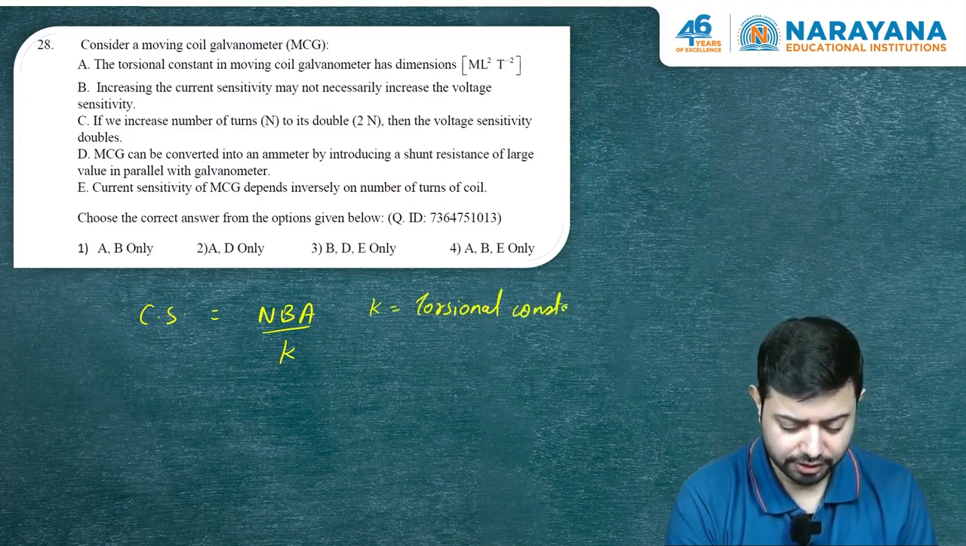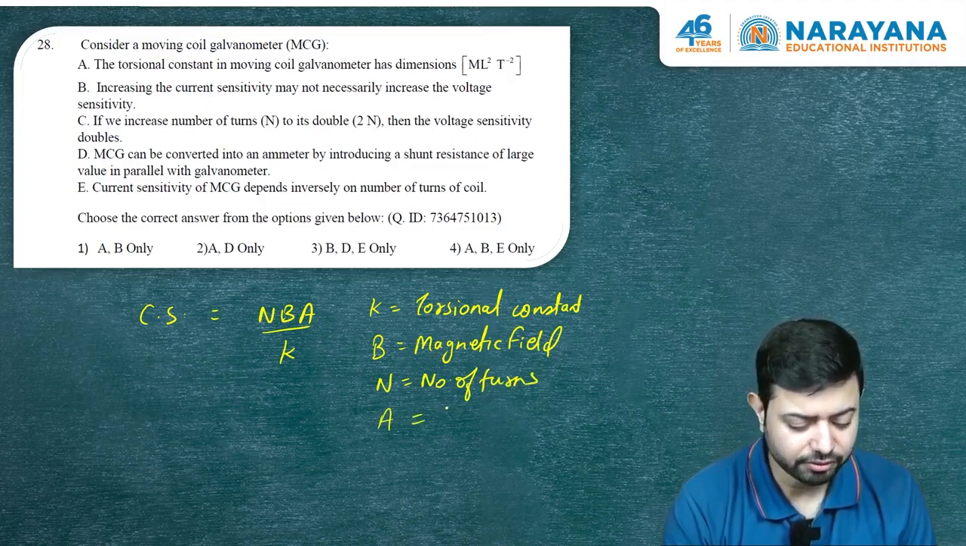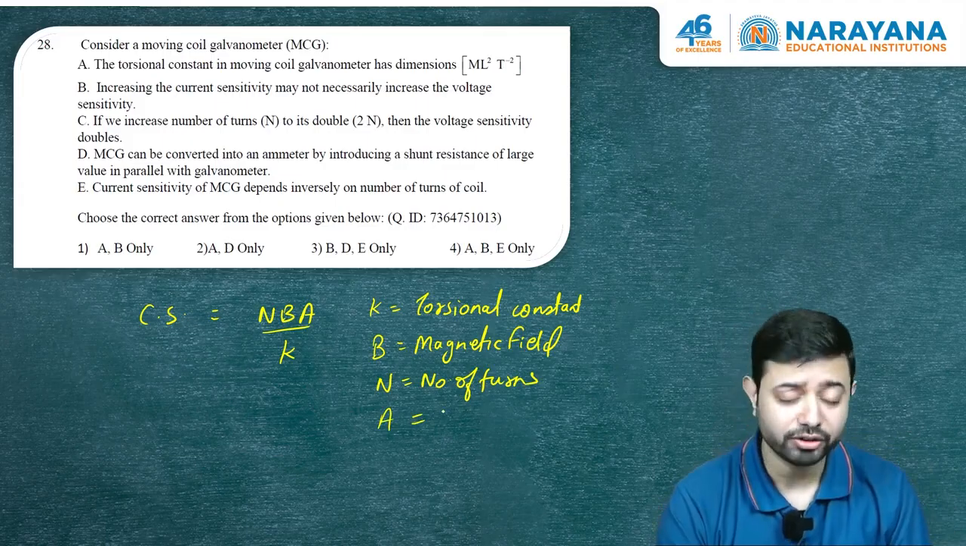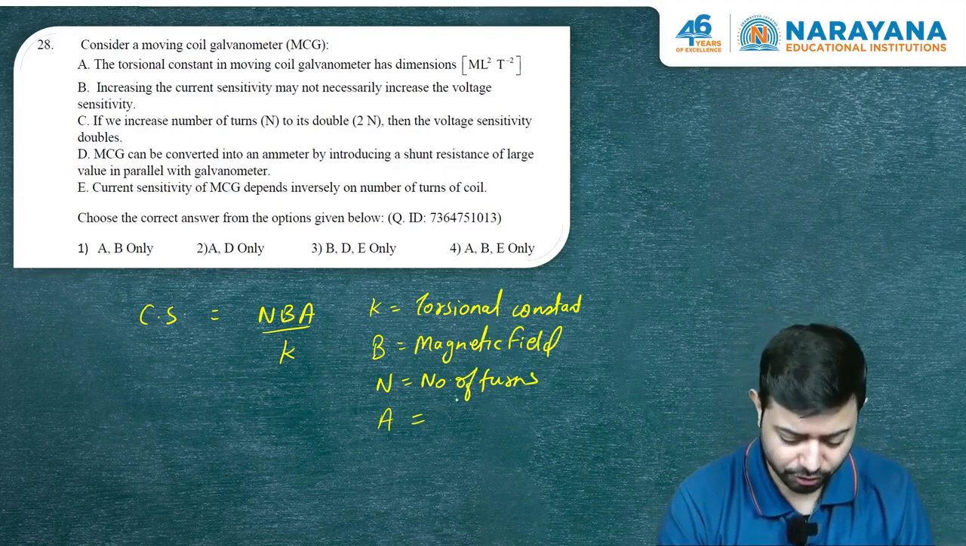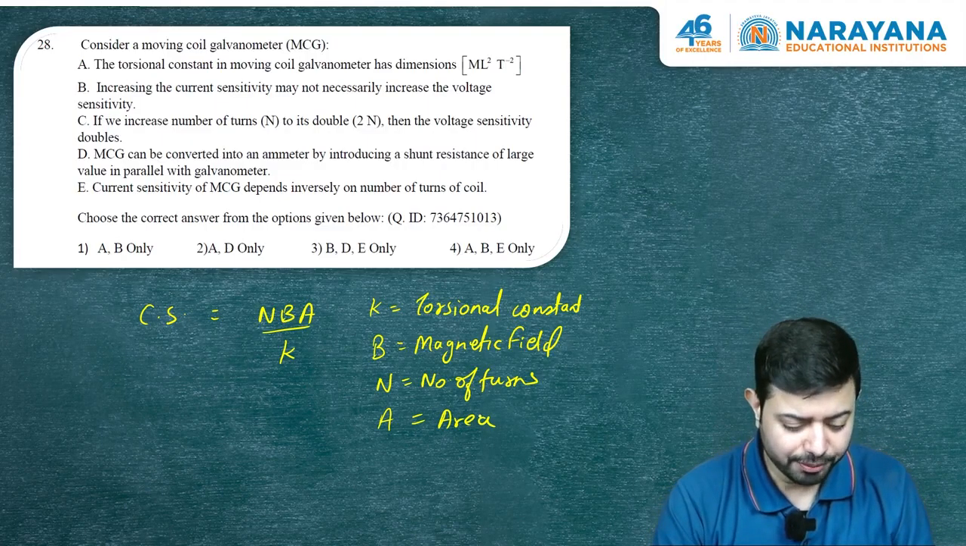And what is my B? Magnetic field. What is my N? Number of turns. What is the A? That is the cross-section area of the cylinder which is the soft iron core over there. Or you can think of the loop area, because the loop is just covering that cylinder. So the area of that loop is going to be the same. Now, on what parameters it is depending, you can easily see here.